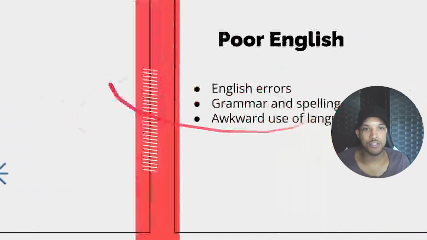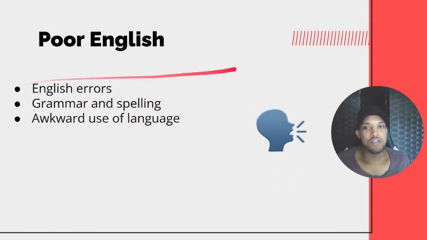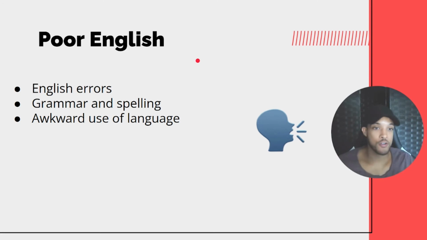Okay, poor English. So this is essentially when you have English errors on your site, whether you're just rushing through it and you're a native English speaker, come on, just go back, make sure there's no grammatical errors, check out everything. Even typos, I wouldn't want to buy from a site that has a typo because I'm like, what other mistakes are they making?